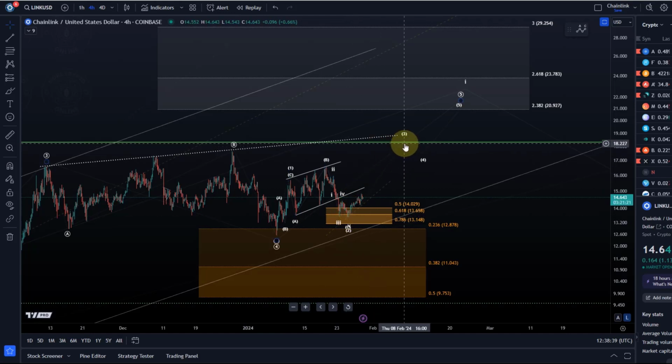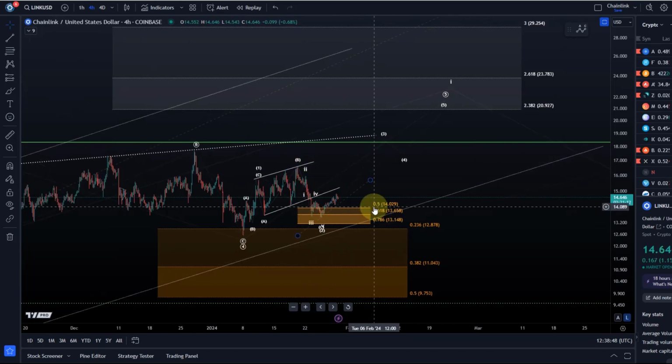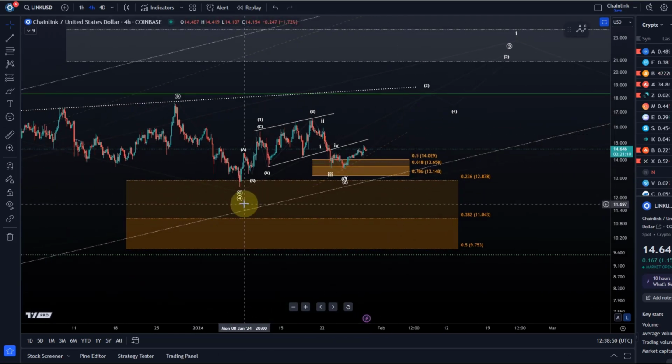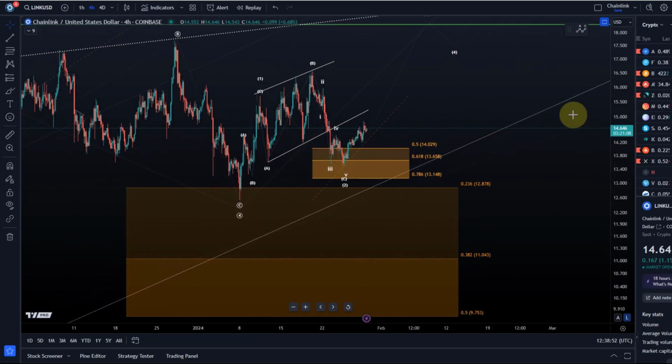Now we would just need to see a third wave rally to around about $18, break above resistance at $15.75. That would give us further evidence that indeed, this fourth wave completed. We're now in the fifth wave to the upside.